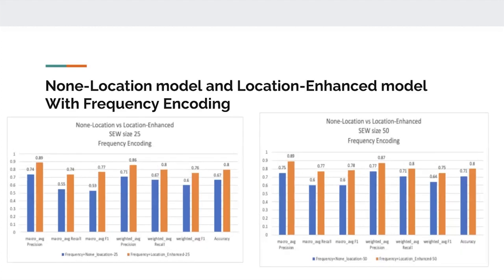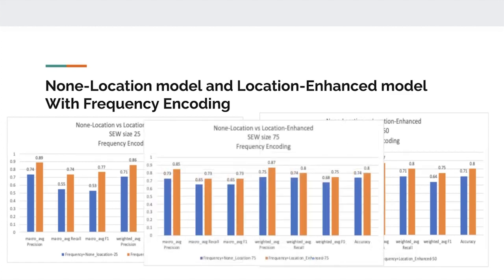Now we compare the two different sequence generation methods under the frequency-based encoding method. It is obvious to conclude that the models with location-enhanced sequences achieve much better performance on each of the metrics for different window sizes. The same as before, larger window size, a little bit smaller improvement.